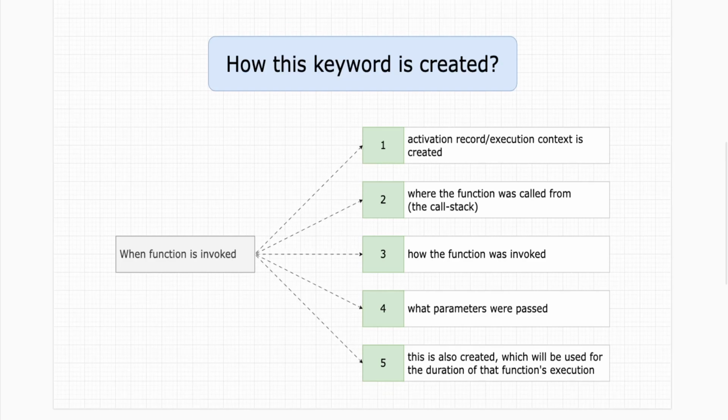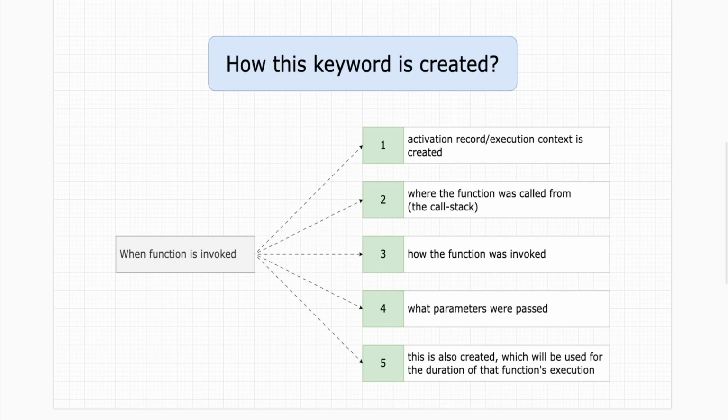As soon as we invoke any function, the activation record or execution context is created. And while the execution context is created, that execution context stores some information about the function. For example, it stores where the function was called from, and we call it a call site, meaning the location of the function from where it is being called.